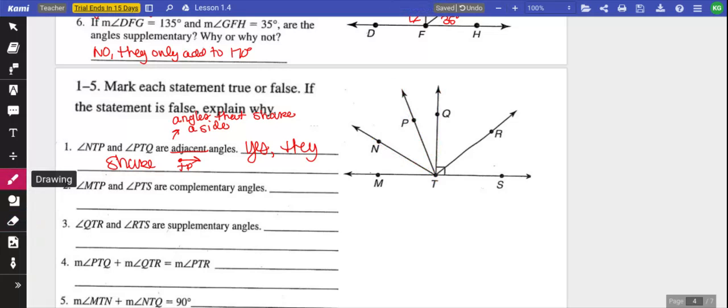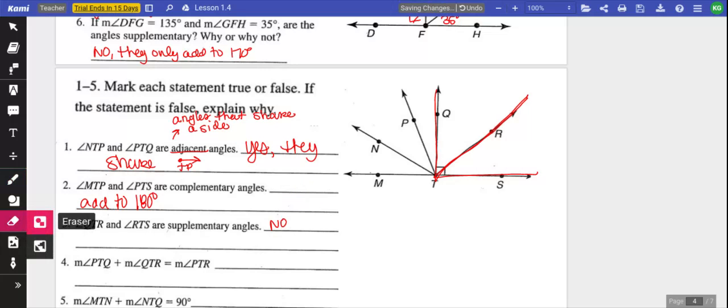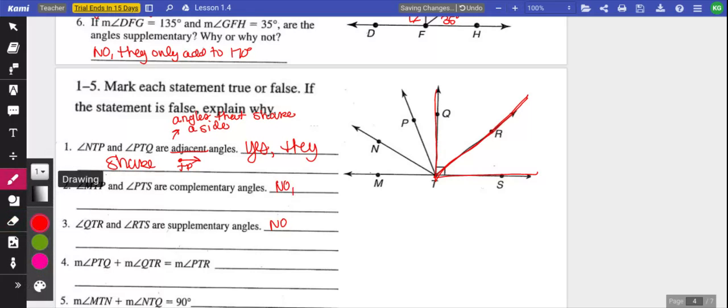Next one. Are MTP and PTS complementary angles? Yes. They add to 180. Are QTR and RTS supplementary angles? No. Oh, I did this backwards. They both should have been no. No, these are supplementary. And this one is no, they are complementary.